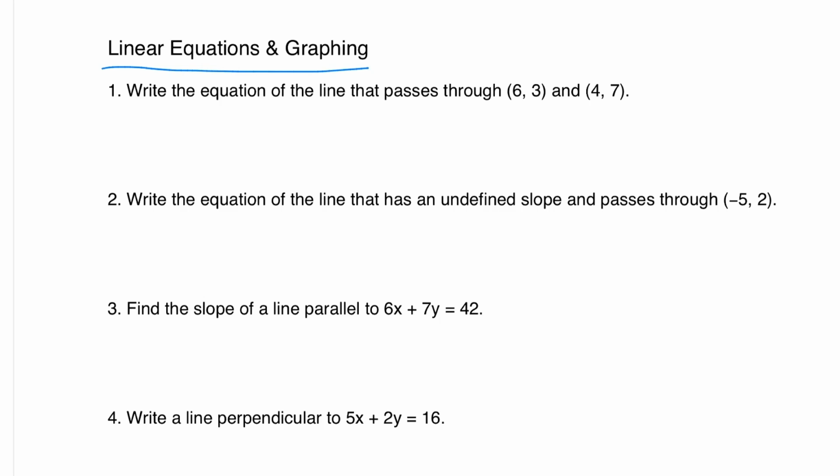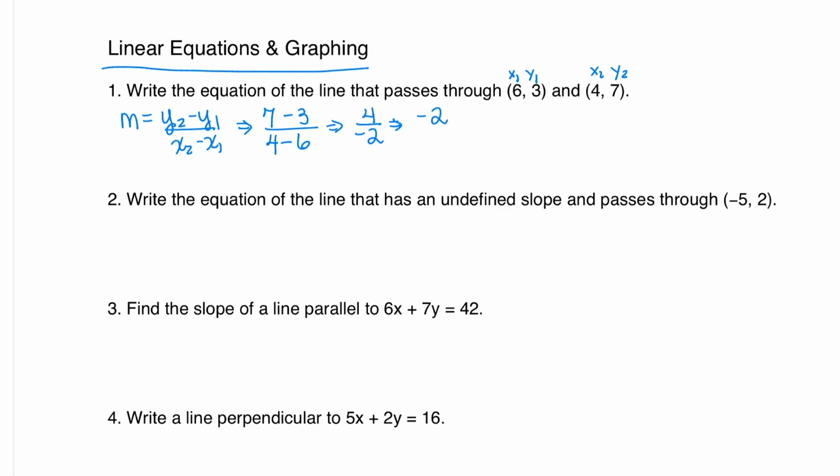First thing that we have to do is find the slope. The slope is going to be y2 minus y1 over x2 minus x1. So I like to label my points x1, y1, x2, y2, and then we're just going to plug them in. So we're going to have 7 minus 3 over 4 minus 6. That's going to be 4 over negative 2, so our slope is negative 2.